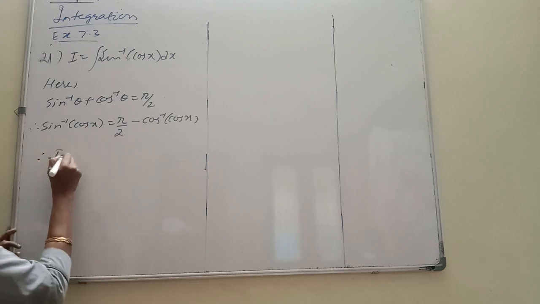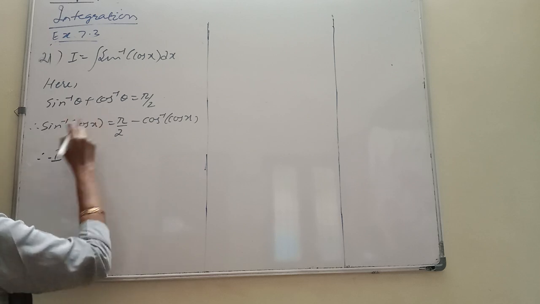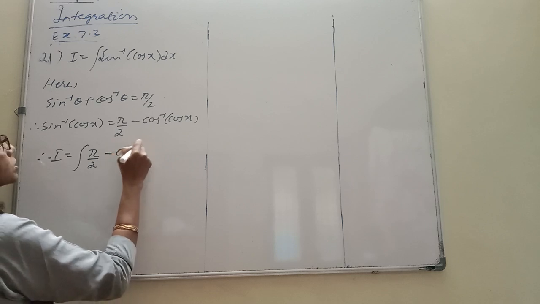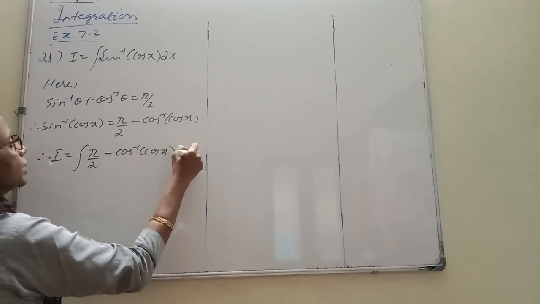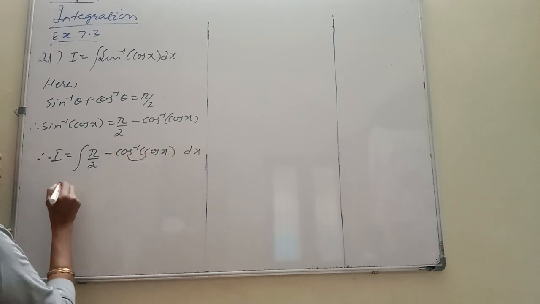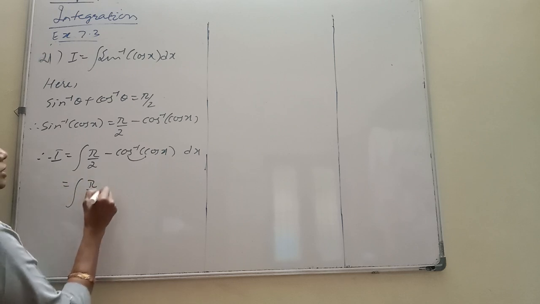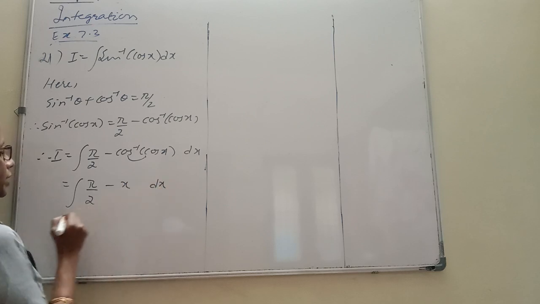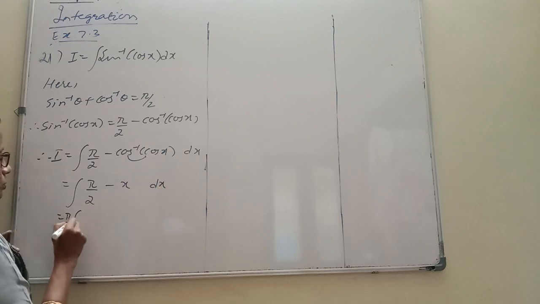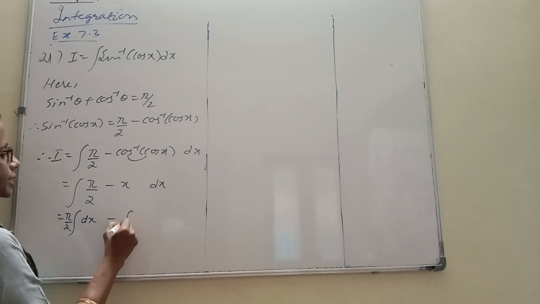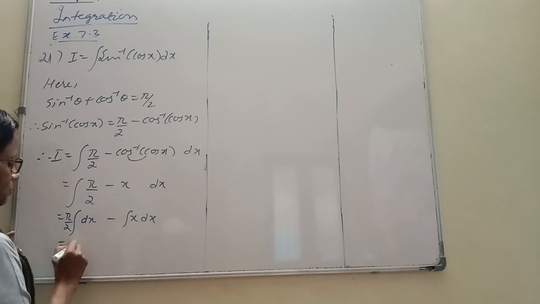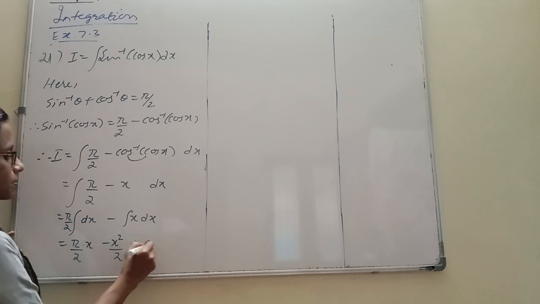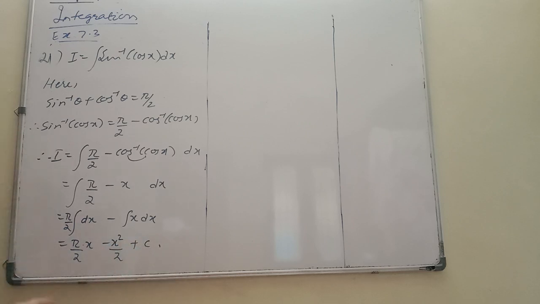So your I now becomes, instead of sine inverse of cos x dx, the integral of pi over 2 minus cos inverse of cos x dx. Now the good thing is cos inverse of cos in this domain is just x. So it's just x dx, and then we can find the integral. Integral of pi over 2 is a constant, so it is pi over 2 x minus x squared over 2 plus c, only that much, since we've used the property.